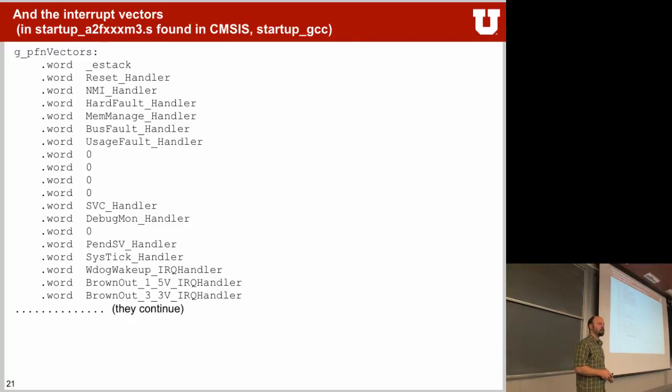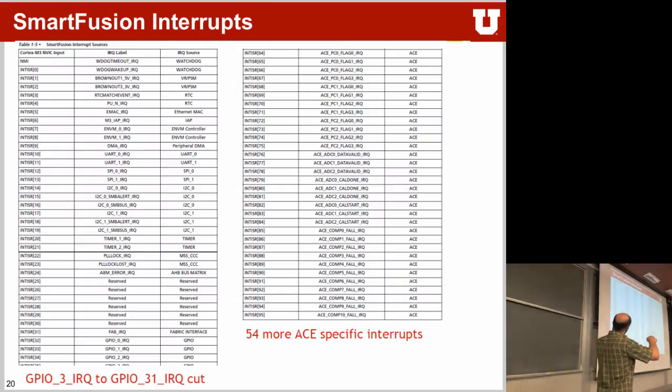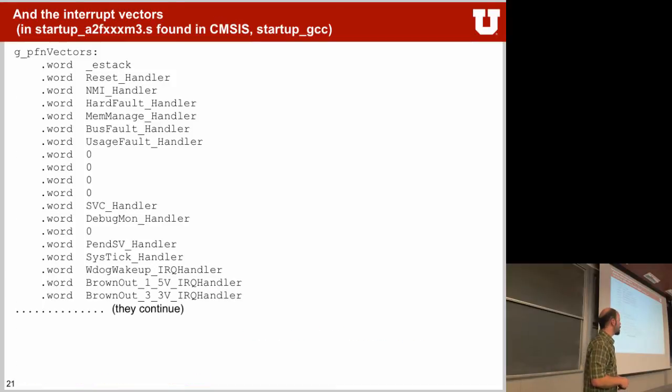So far, so good? Why do you have zeros? They're not implemented, these interrupts. If you actually look at it, we have the usage fault handler. The next handler is... they're actually up here, they're not in there. We can look later at which particular interrupt that is, but that one is just not defined. It can either not happen, or it's not defined in this particular case.